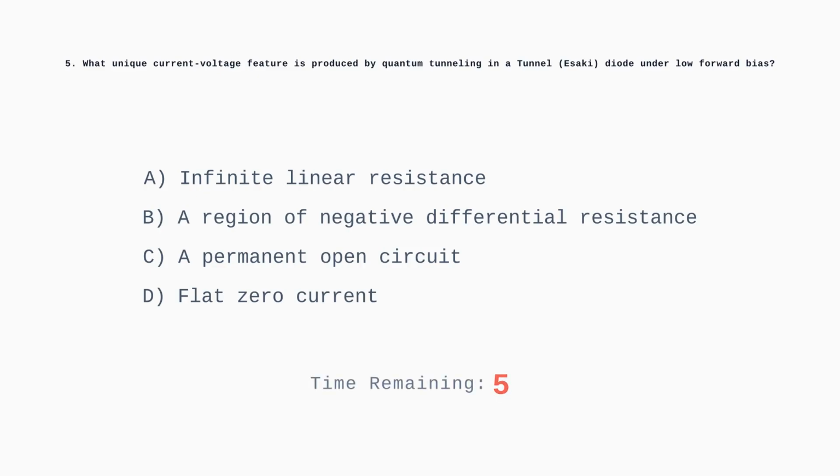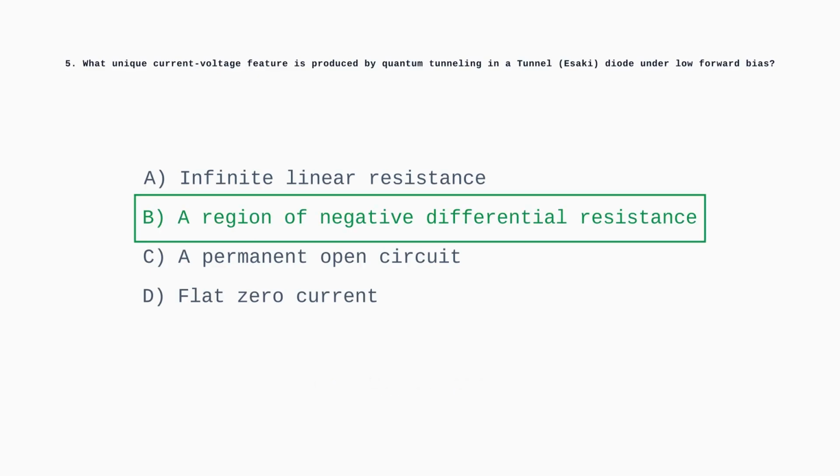Question 5. What unique current-voltage feature is produced by quantum tunneling in a tunnel Esaki diode under low forward bias? As the forward voltage rises, the energy states misalign, causing the tunnel current to decrease. This creates a highly useful region of negative differential resistance.